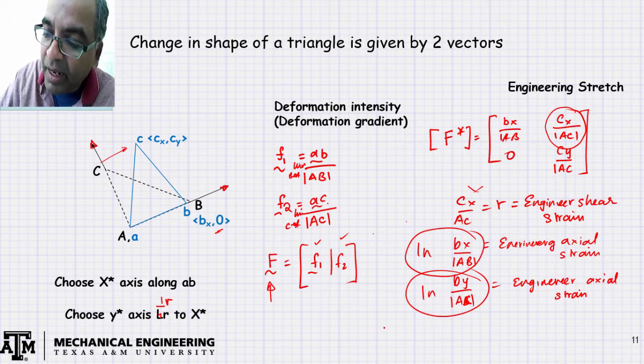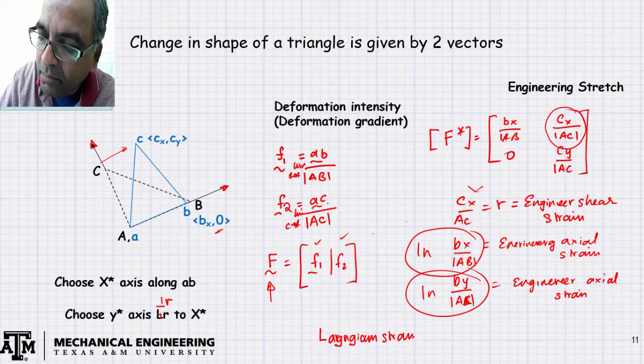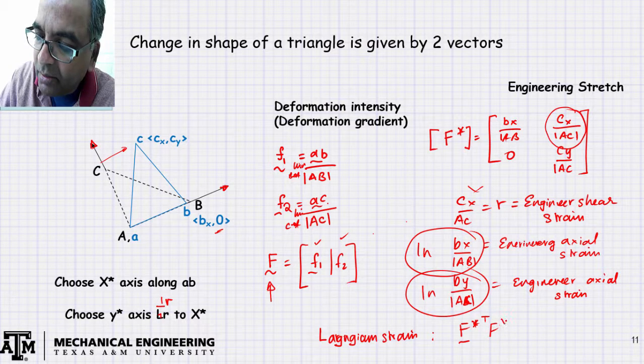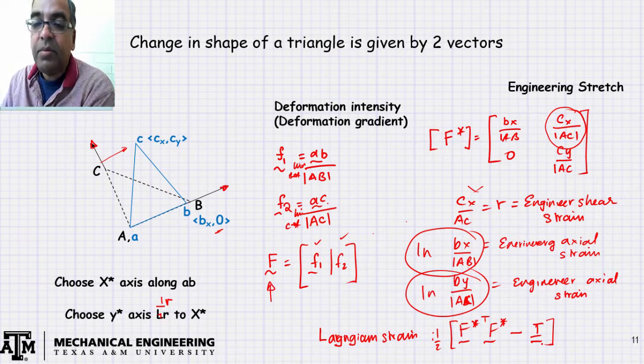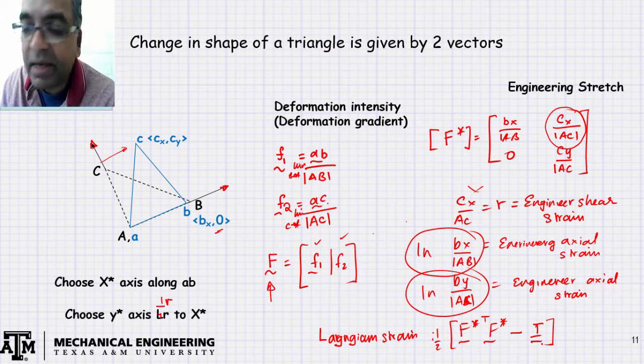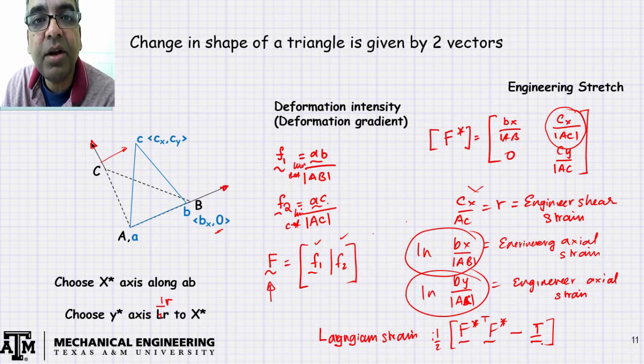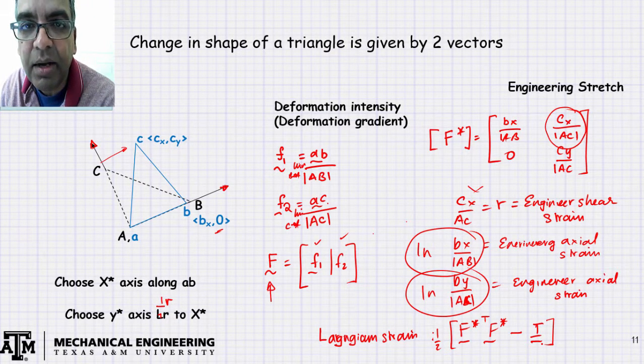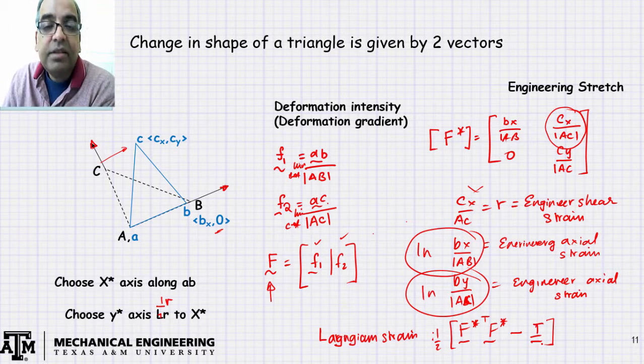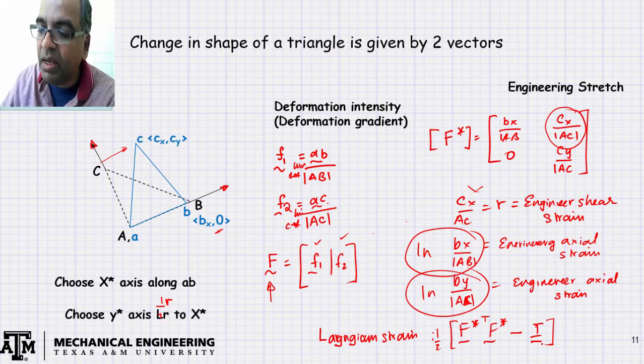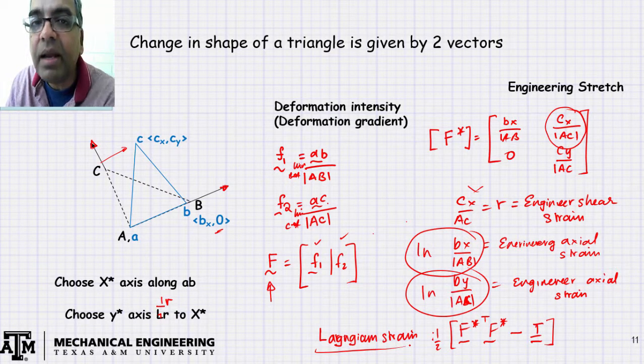Item number two is I can do Lagrangian strain. And that is defined as half of F star transpose F star minus identity matrix. Please remember, we did exactly the same thing. Why do we like Lagrangian strain? Because I can do vector algebra alone and I don't have to do all this trigonometry to compute it. At this stage, I'm not going to talk to you about the vector algebra, but take it from me that Lagrangian strain is mathematically convenient.